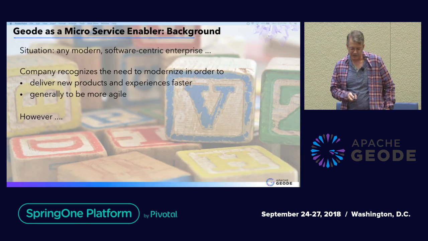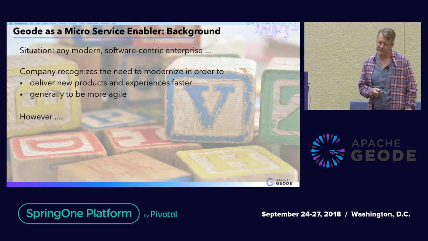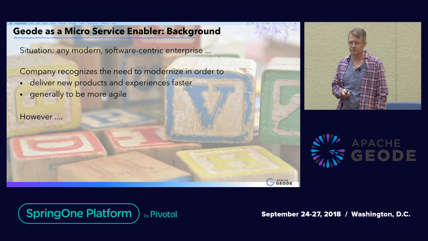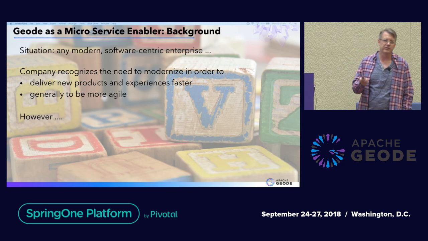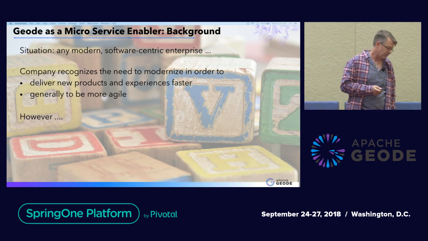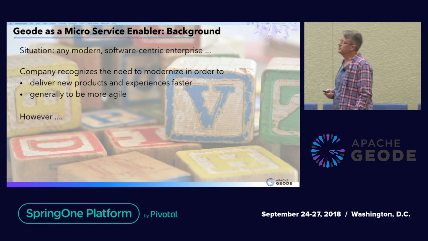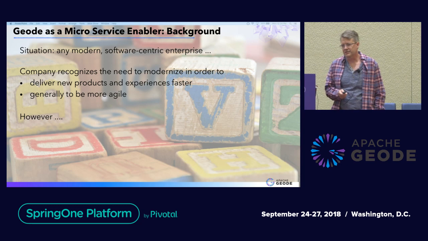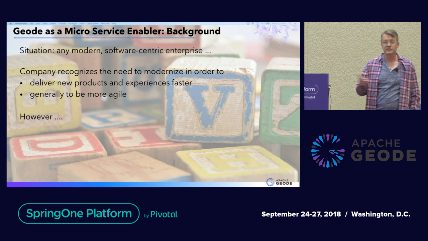The second one I want to talk about is something that we're seeing more and more. I didn't even necessarily pick a specific system in this case, because it's pretty common in a lot of verticals. It's Geode as part of a microservices enablement, or more broadly, just Geode as part of an agile transformation. A lot of the companies that Pivotal works with have recognized the value of agility.